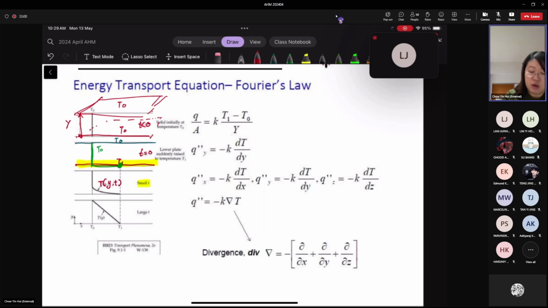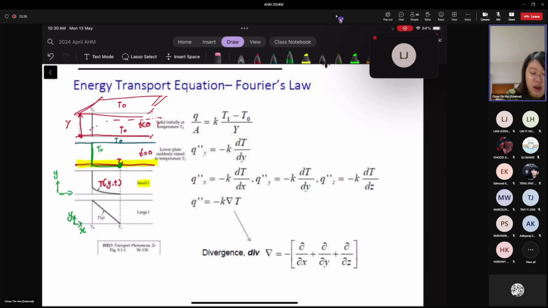What does it mean? You have to recall that we always have to assign the direction, the coordinates. This is the x direction, and this is the y direction, the vertical up being the y direction. You have a lower and upper plate, with the lower plate at higher temperature, which means the heat will transfer from the higher temperature, the lower plate, to the upper plate, which is at lower temperature. With that, the heat is transferred in the y direction, from the lower plate to the upper plate.